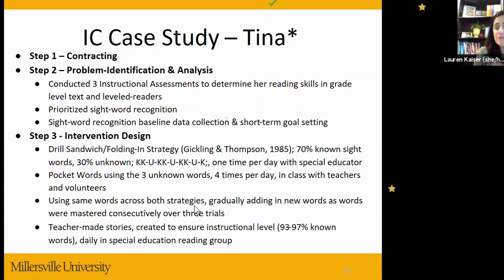Then those same words were folded into teacher-made stories because the student wasn't able to read in any of the little books because she just had so few words. We made books very easily and had the words that she knew with just a few of those unknown words peppered in a way that still made sense. They were kind of like simple sentences and had a lot of repetition. And let's see how she did.